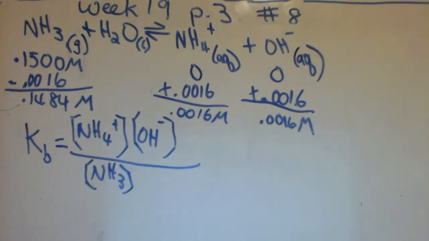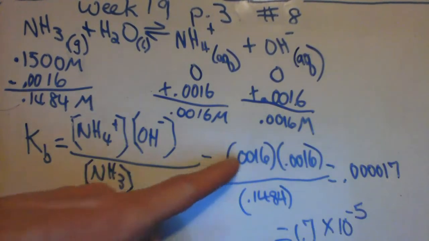So we have on the top of the fraction the ammonium ion, the hydroxide ion. On the bottom of the fraction we have the reactant from the left-hand side of the equation, ammonia. Water is not included here because water has been brought over to the constant side and included in the base dissociation constant.